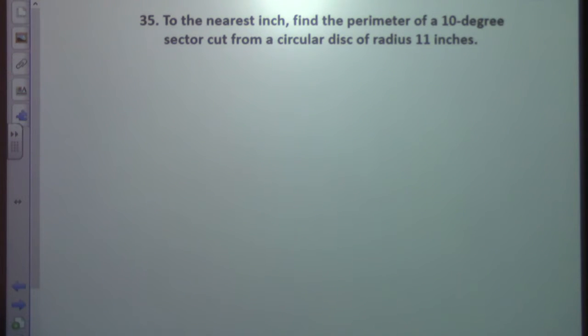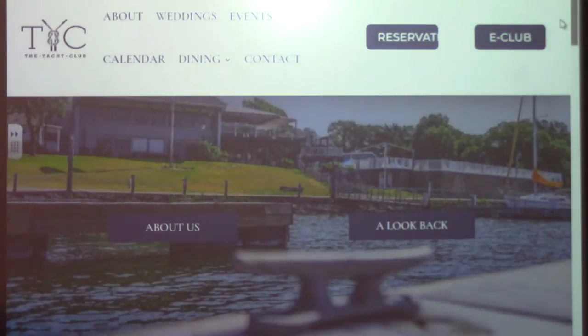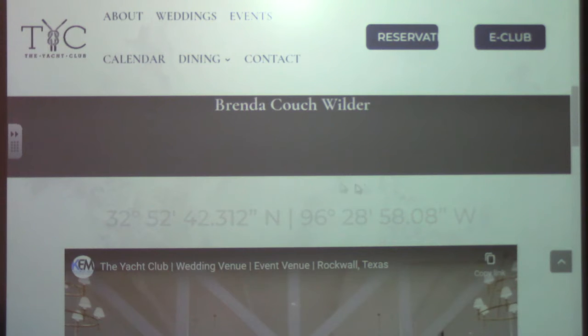Oh, but I forgot to mention one thing. One thing I did over the break is I did a little research about the prom. So prom is going to be located over here at this yacht club. And I noticed, you see what's written down here in the center? The coordinates in degrees, minutes, seconds, right? The location of the yacht club is 32 degrees, 52 minutes, and 42.312 seconds north, 96 degrees, 28 minutes, 58.08 seconds west. So that's what that is.